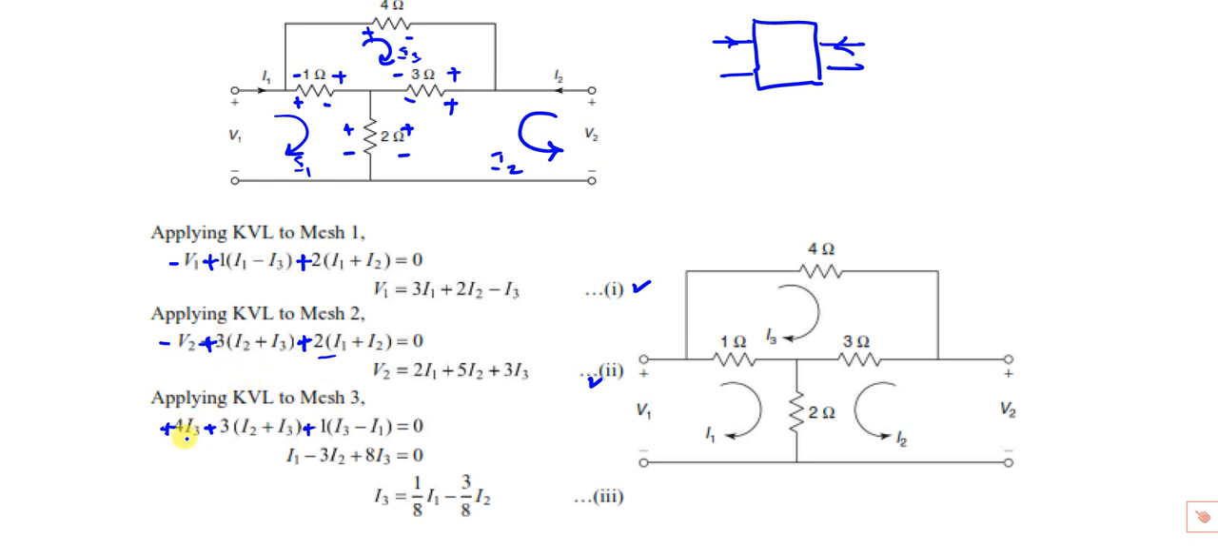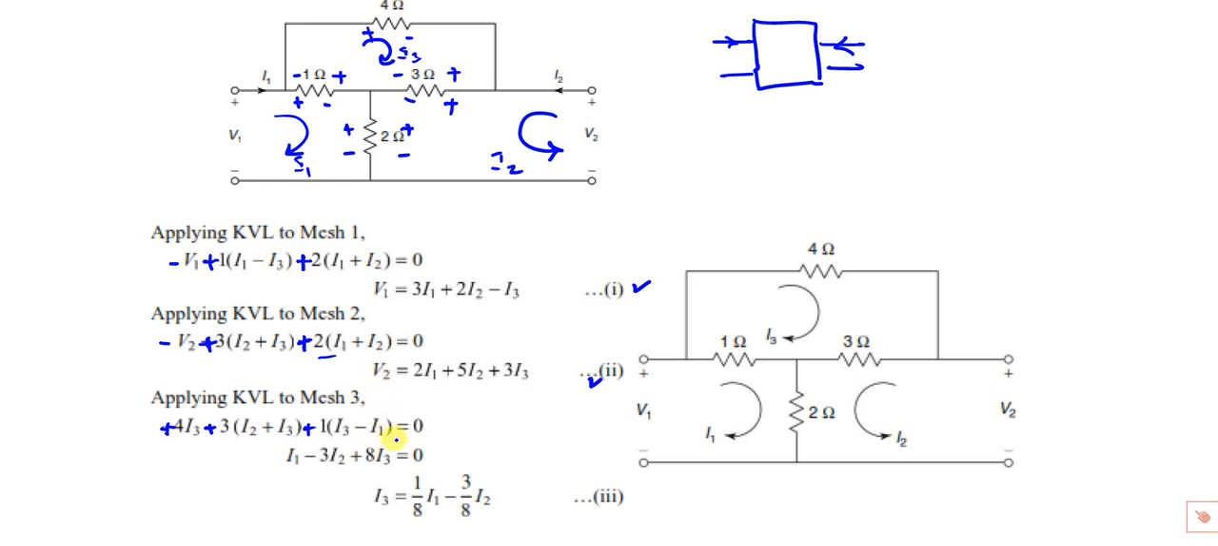Okay, now see here, 4I3 in 4 ohm and 3I3 in 3 ohm. I3 is flowing, I2 is flowing, so it is I2 plus I3. Again in 1 ohm, this is plus to minus, this is minus to plus. So I3 is going left side, I1 is going right side, so you have to take the difference between I3 and I1. So I3 minus I1 is equal to 0. Now you have to obtain an expression for I3 here. So I1, 3I2, 8I3 is equal to 0.